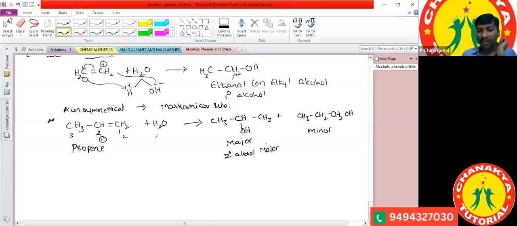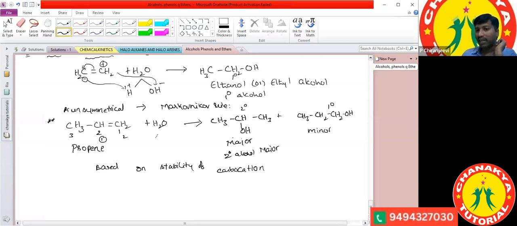Sir, why is it the major product? Here, the major and minor products of the alcohol can be explained based on the stability of carbocations. Now in this one you will get a primary carbocation.